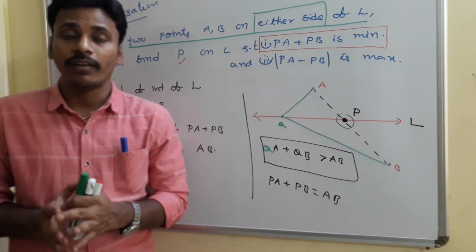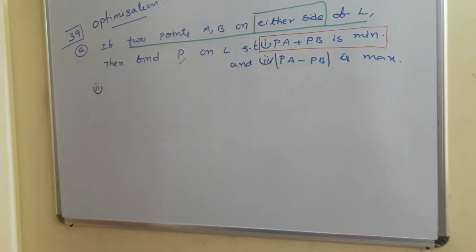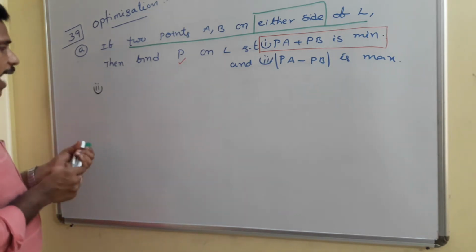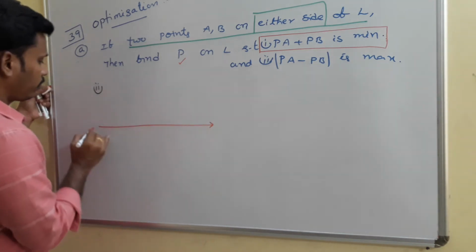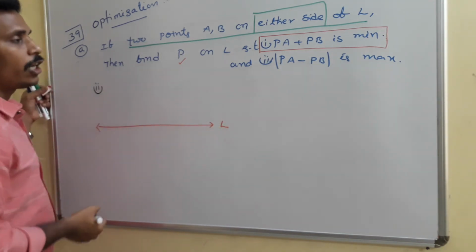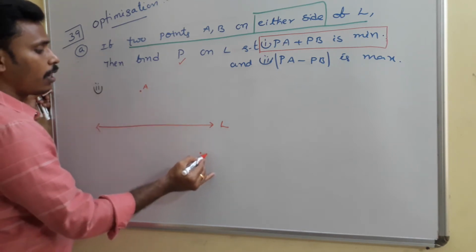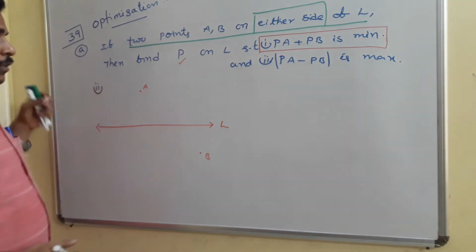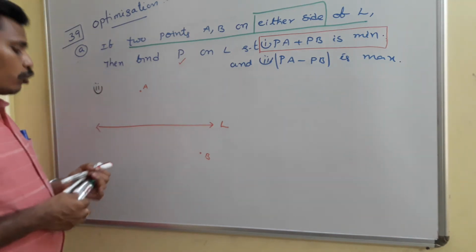Now I will discuss the second bit, which is about the maximum of the modulus of PA minus PB. Again, P is a point on the line where the points A, B are on either side of the line. I will give you the diagram again. So this is the line, and on this line we need to search for P, and there are 2 points A and B on either side of the line. You need to search for P.